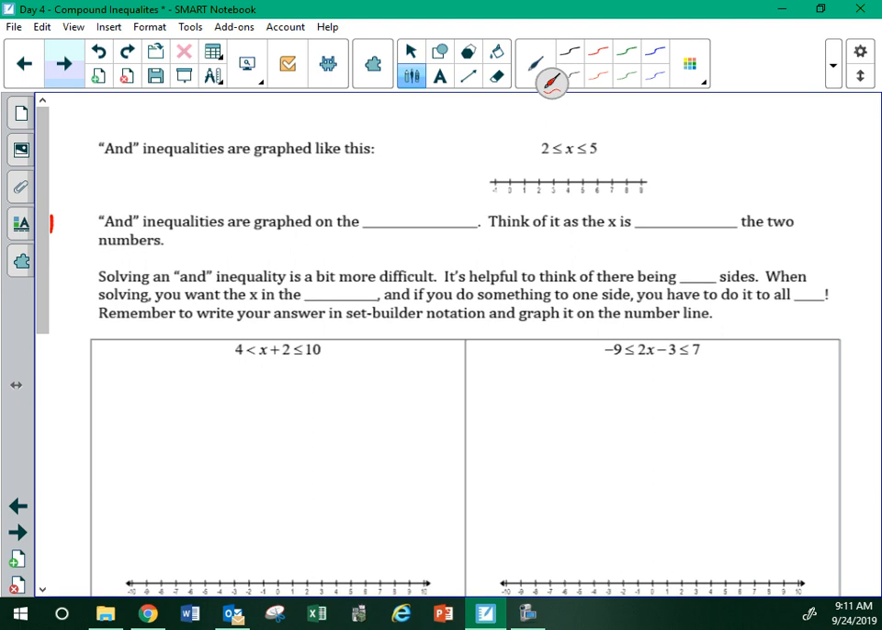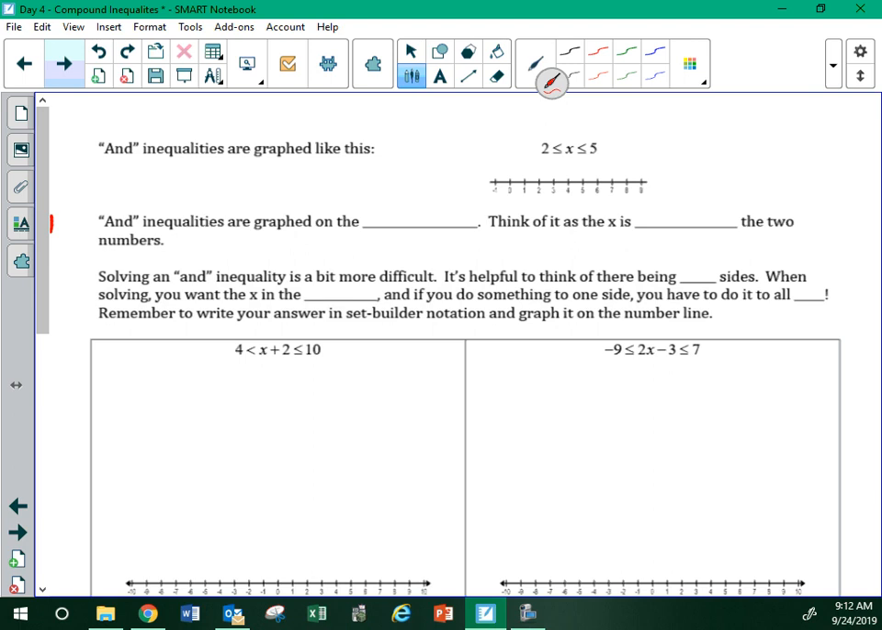And inequalities are my favorite to graph. So our and inequalities are different than our or inequalities. Our or inequalities, remember, they go in opposite directions. They go in opposite directions, and there is an end to it. So the ors, they go on forever. But the ands, they have endpoints.